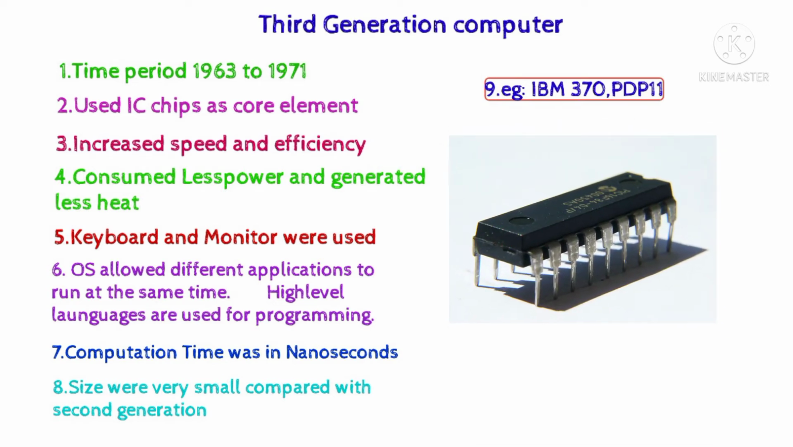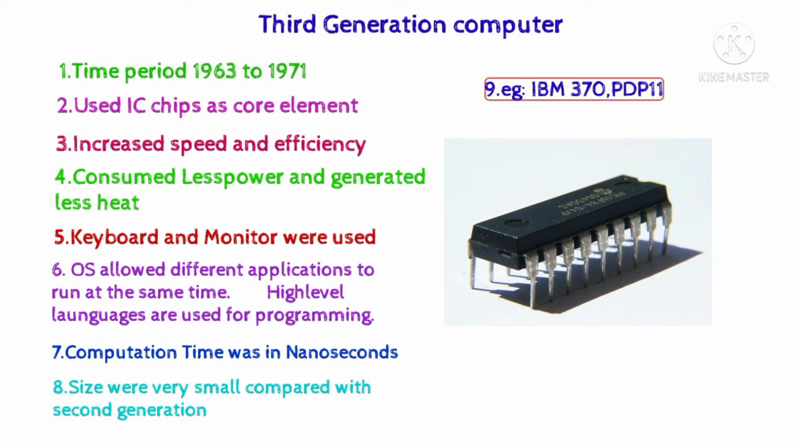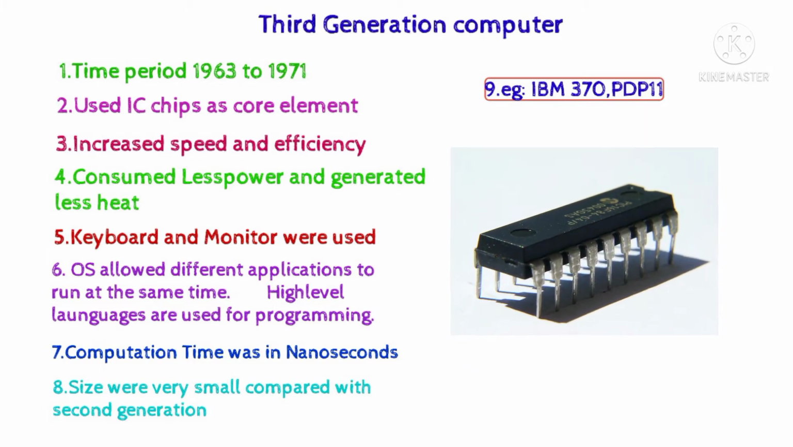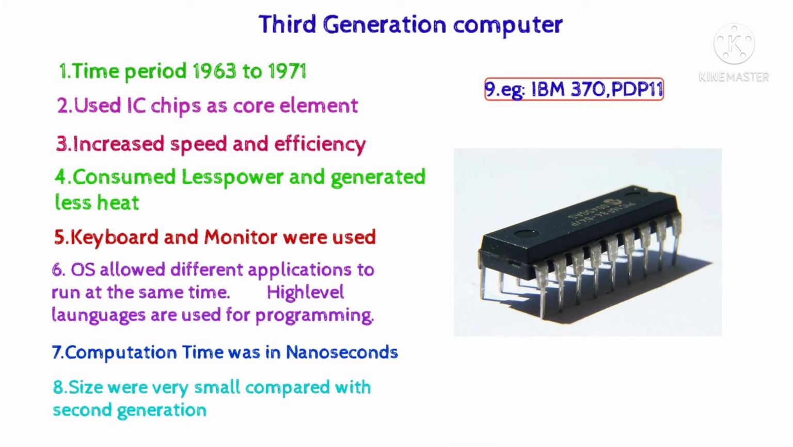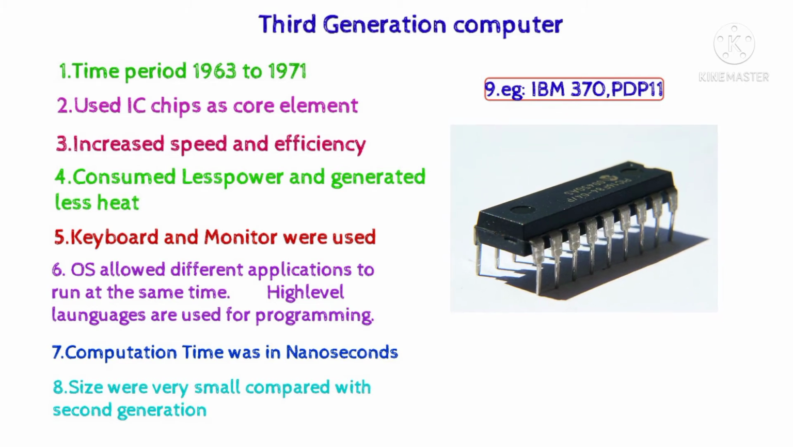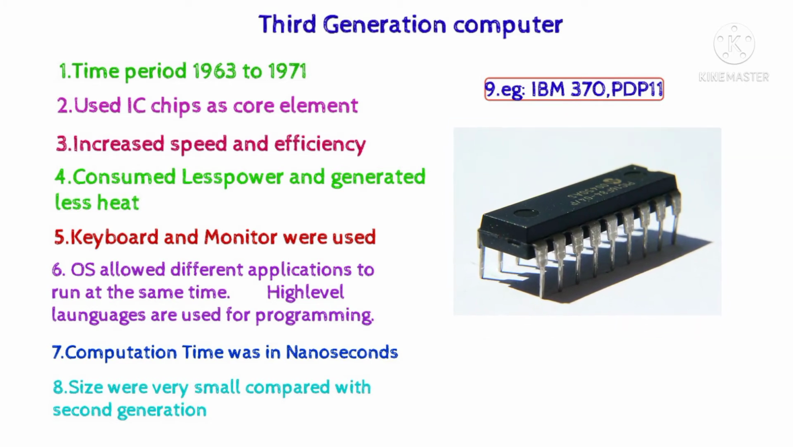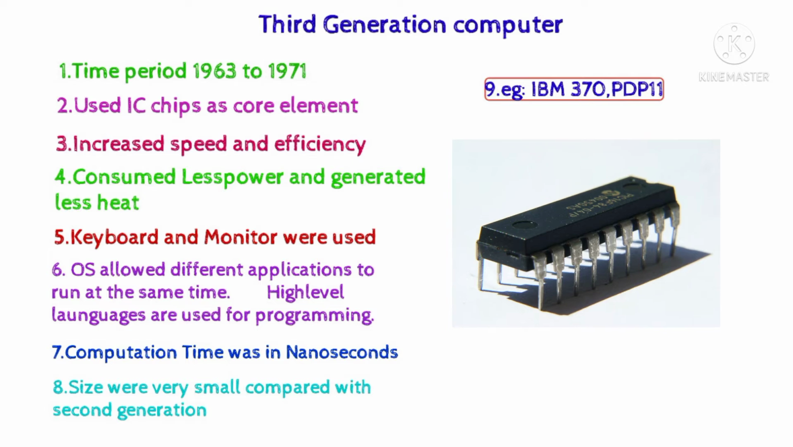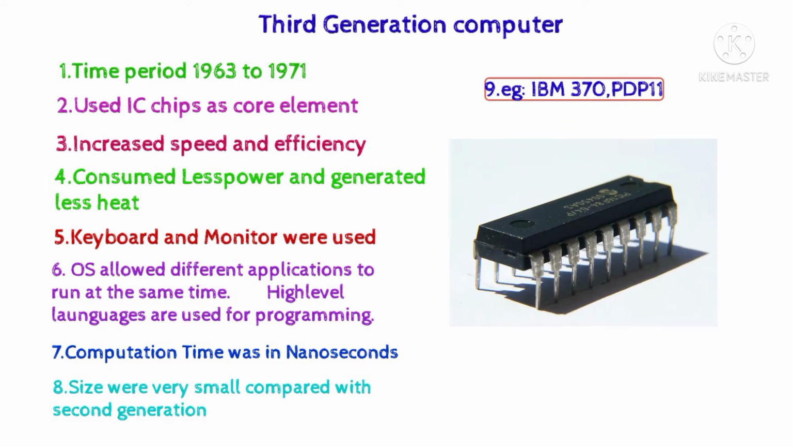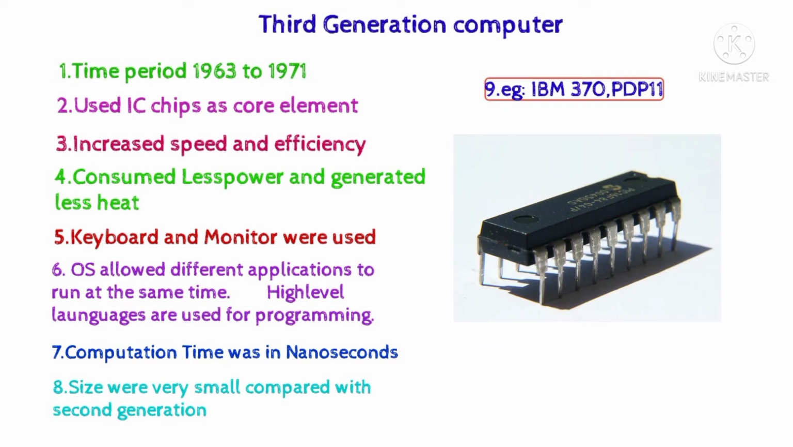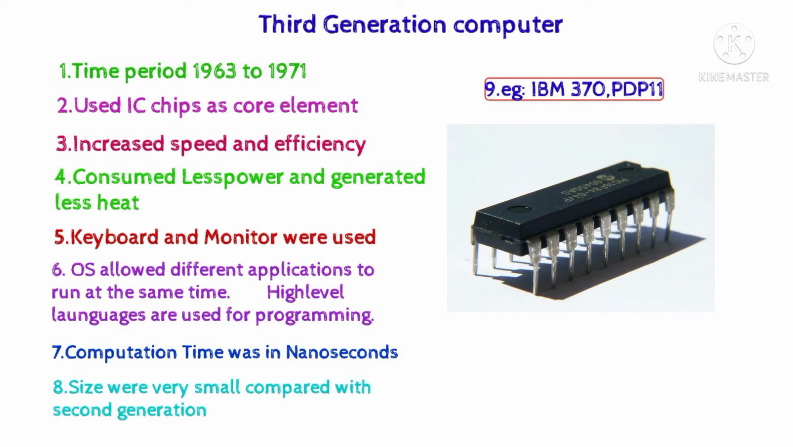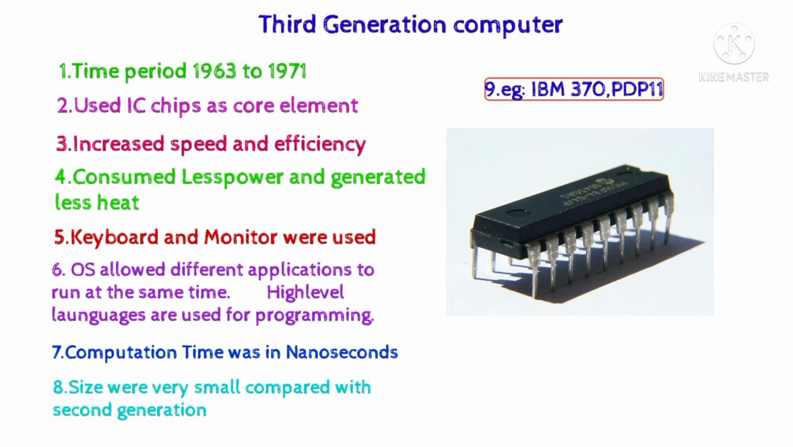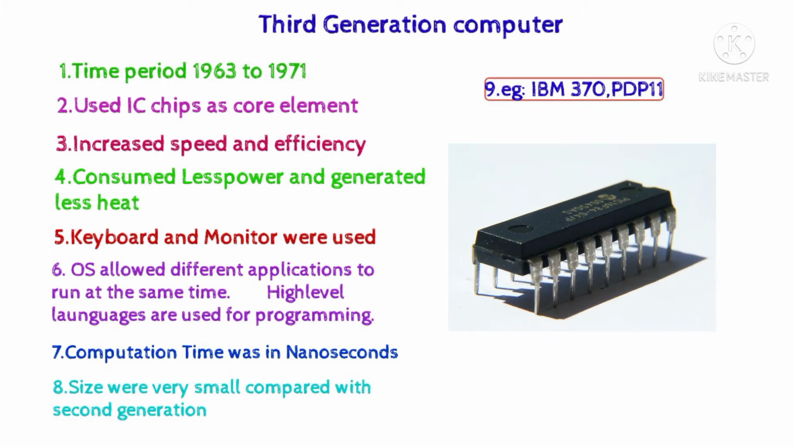The time period considered for the third generation computer was around 1963 to 1971. The third generation computers were developed using IC, integrated circuit chips, which result in increased speed and efficiency, and also it consumed less power and generated less heat. Keyboard and monitors were used to interact with the third generation computers, and also started using operating system which allowed the different applications to run at the same time.